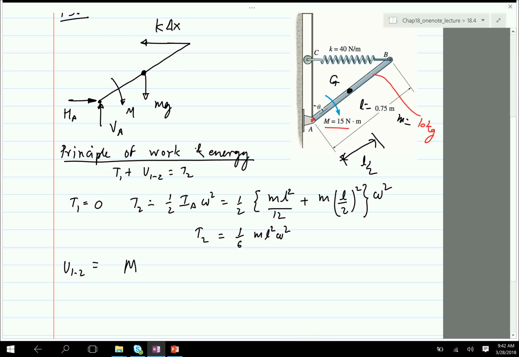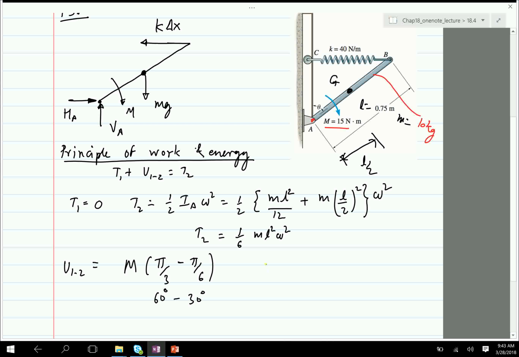M acts clockwise, and the angle turned is going to be, it turns from pi by 6, which is 30 degrees, to pi by 3. So it should be 60 minus 30 actually. It should be final minus initial. I think I got it wrong. 60 minus 30 degrees. So this should be final angle minus initial angle. Okay, and since the angle turned is clockwise and moment is clockwise, the sign on that is positive.